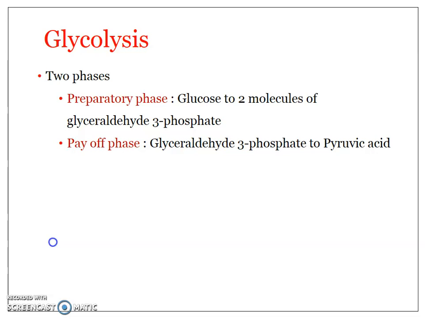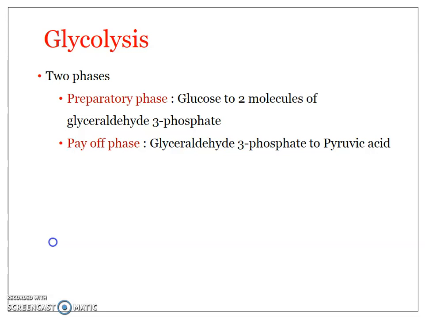So glycolysis gets completed in two phases: the preparatory phase, otherwise known as the priming phase. Priming means glucose is getting prepared, or activated, or phosphorylated for getting into the glycolytic pathway. So the preparatory phase involves conversion of 6 carbon glucose to the 3 carbon glyceraldehyde phosphate. Here ATP is getting utilized at two steps, right? A single molecule of glucose is getting converted to two molecules of glyceraldehyde 3 phosphate.